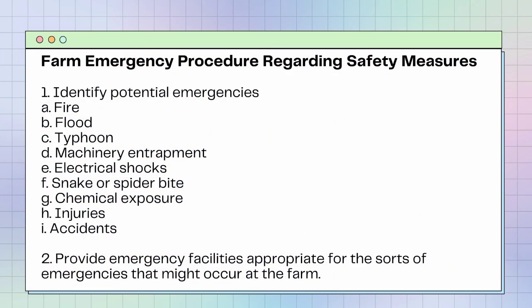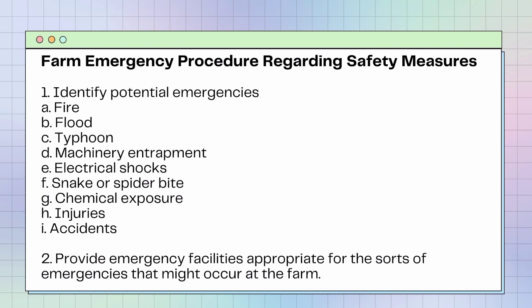Farm emergency procedure regarding safety measures. Number 1. Identify potential emergencies. The emergencies could be fire, flood, typhoon, machinery entrapment, electrical shocks, snake or spider bite, chemical exposure, injuries, and accidents.